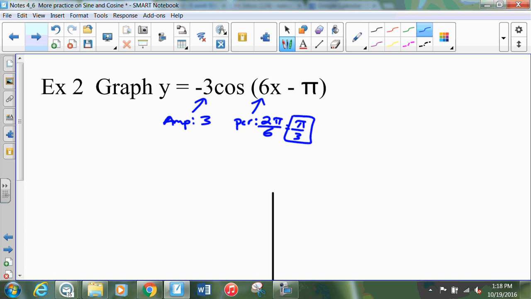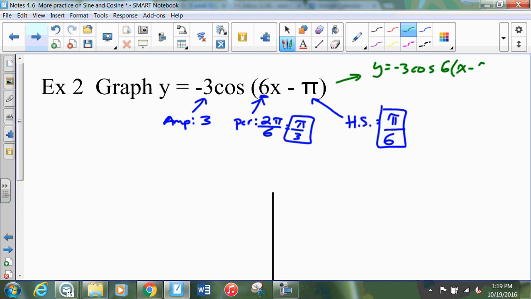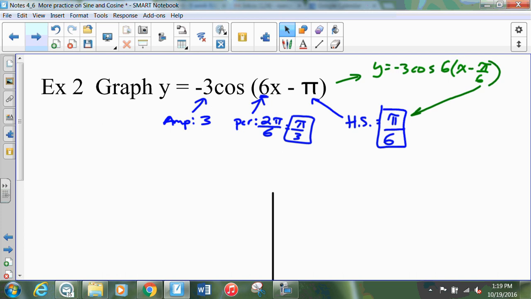There's my period. And then over here, it's not my horizontal shift because I have this 6 right here. So my horizontal shift is going to be pi divided by that 6. Okay, so that's one way we could do it, or we could factor out, I could rewrite this whole thing, y equals -3 cosine. We could factor out the 6, and we end up with this. And clearly, that gives us both the same answer, that my horizontal shift is pi over 6. Okay, let me get rid of this thing right here.